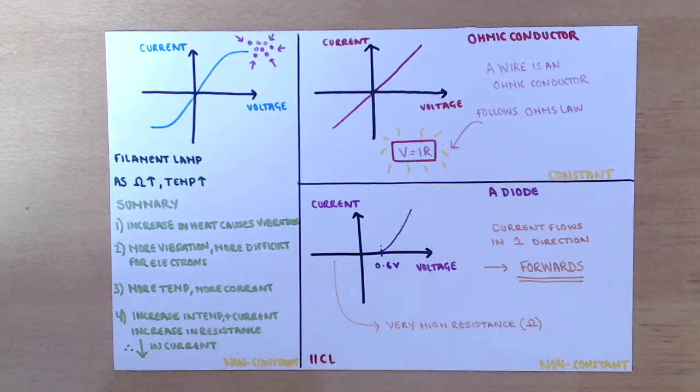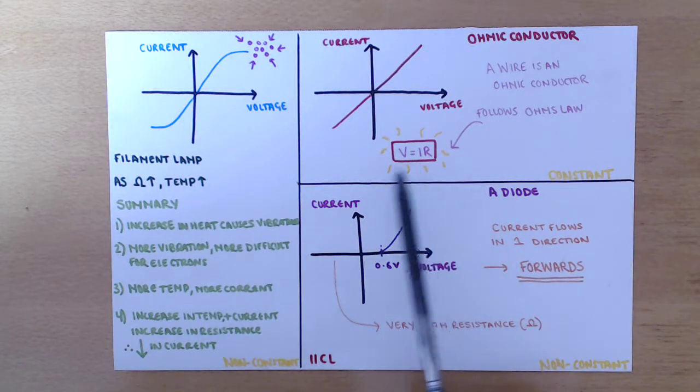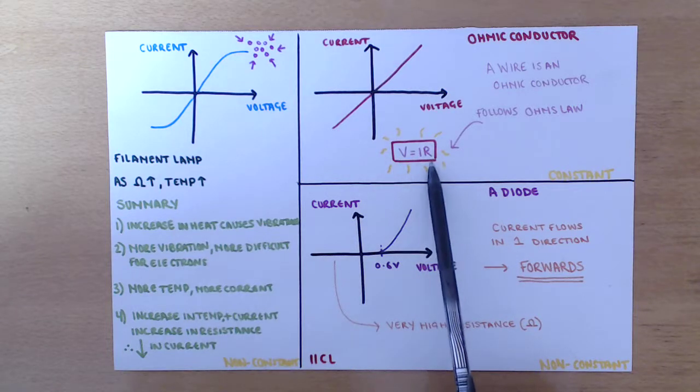Guys, today we're going to look at ohmic and non-ohmic conductors. So let's start off with the idea of an ohmic conductor. An example of an ohmic conductor is something like a wire. But what is an ohmic conductor? It's something that follows Ohm's law, the relationship between voltage, current and resistance.